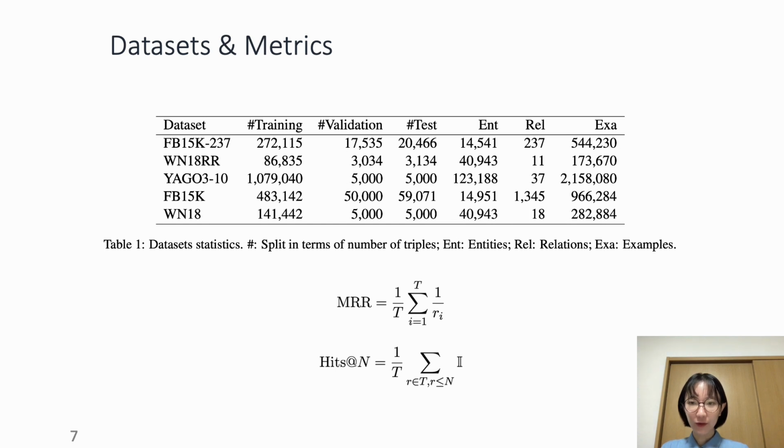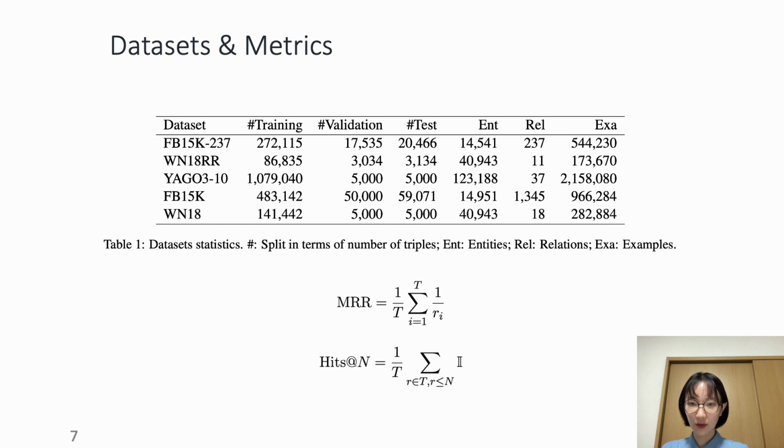FB15K is a subset of Freebase, the contents of which are general facts. WN18 is a subset of WordNet, a database that features lexical relations between words. YAGO3-10 is the largest common dataset. It mostly describes attributes of persons and contains entities associated with at least 10 different relations.